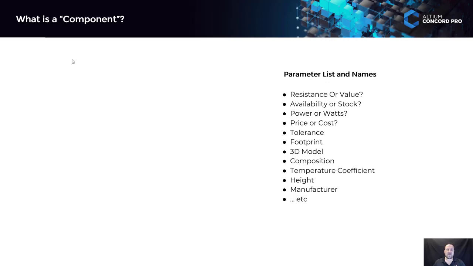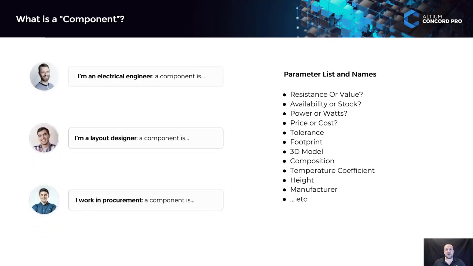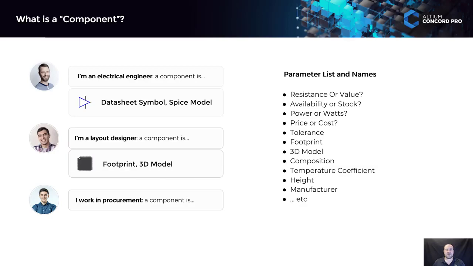So what is a component anyway? Depending on who you ask, the word component could mean a number of different things. If we talk to an electrical engineer, they're primarily concerned about the symbol on the schematic, which could be represented by a data sheet or a SPICE model. If you talk to a layout engineer, they're mostly concerned about the physical aspects of the component, so they're primarily focused on footprints or 3D models. However, if you talk to somebody in purchasing, they're going to be concerned about the cost and is it in stock. So therefore, everybody has different parametric requirements that need to go into the component.